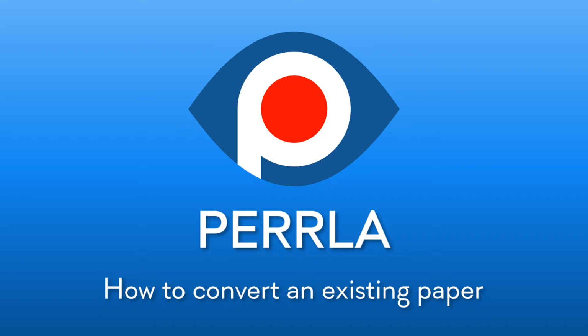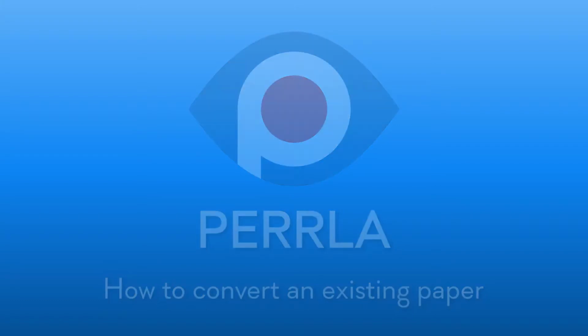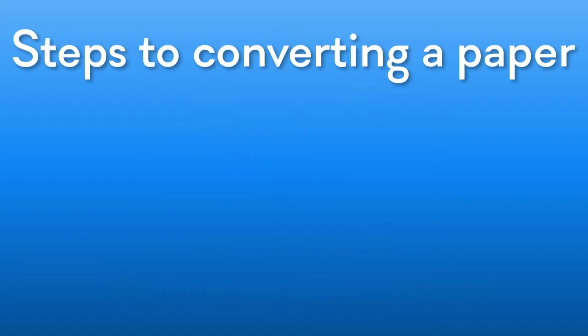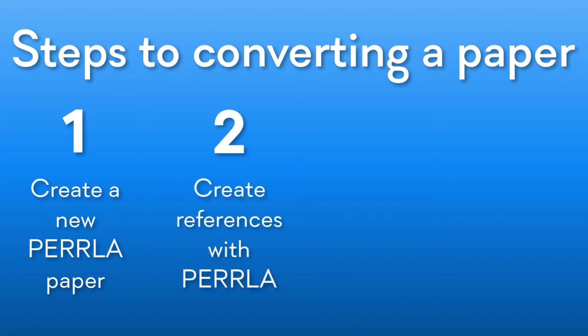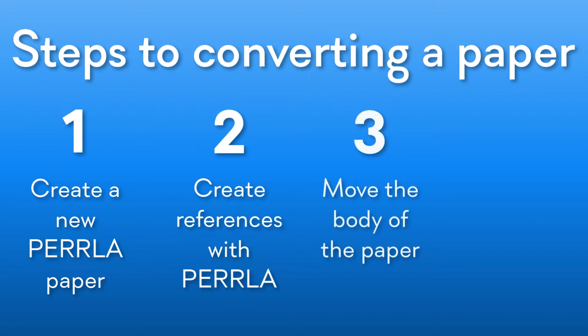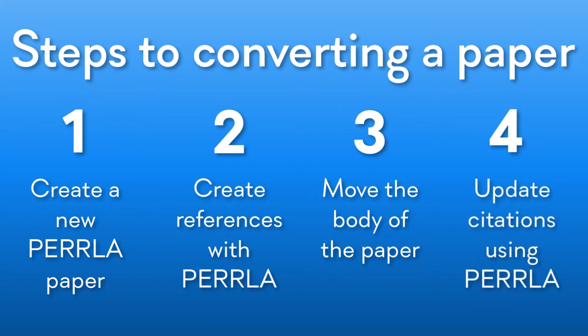Today, we're going to look at how you can convert one of your existing papers to a new PERRLA paper so you can use PERRLA to handle all of your APA formatting. Now, there are 4 steps in this process. First, we'll create a new paper with PERRLA. Then, we'll create our references using PERRLA. Next, we'll move the body of the existing paper into the new PERRLA paper and check its formatting. Finally, we'll update our citations.